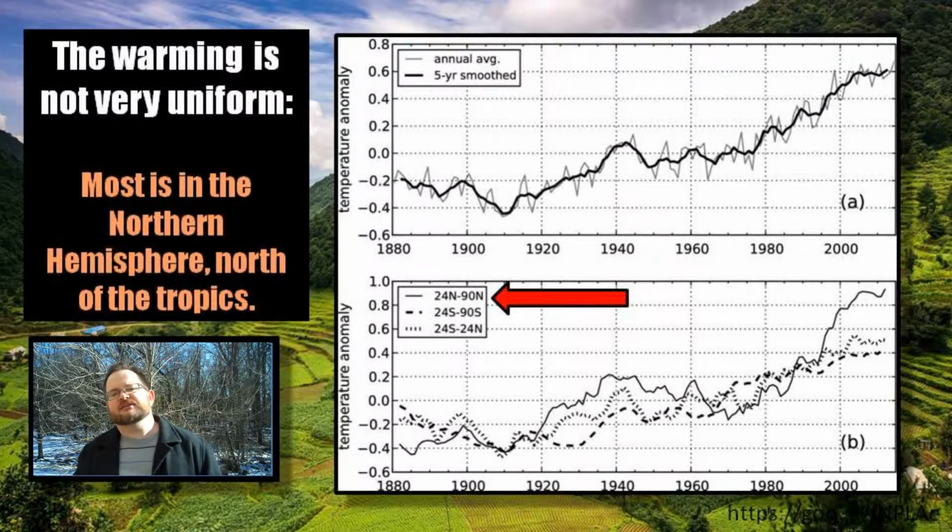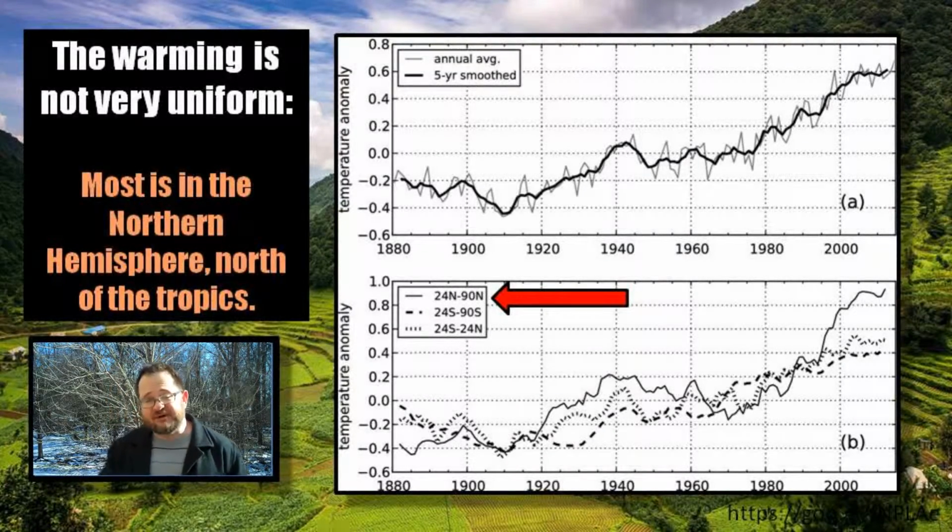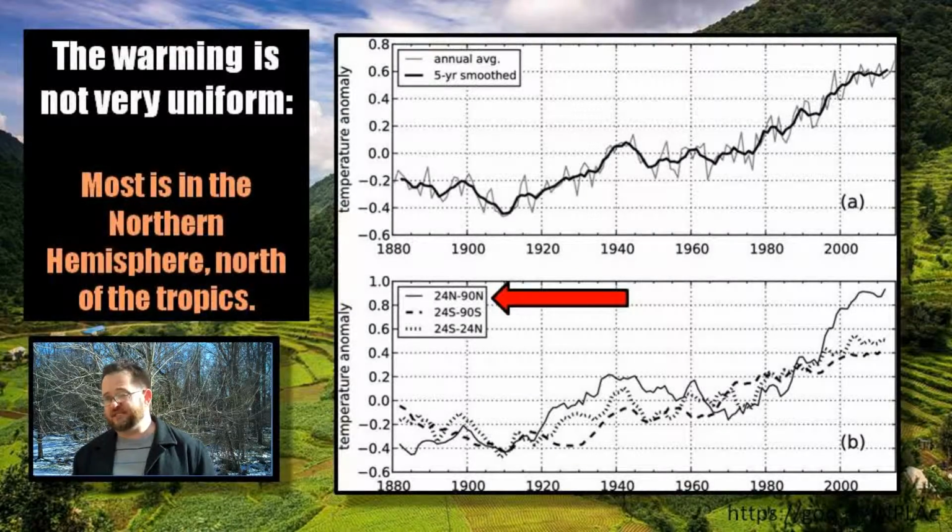The solid line is clearly the one that is going up the most, and if you read off the scale there, you see that that is the northern hemisphere outside of the tropics. From about 24 degrees north in this particular chart to the North Pole, there's actually been a lot more warming, in fact about twice as much warming as the planet as a whole, in the northern hemisphere, in the mid-latitudes, and in the Arctic.